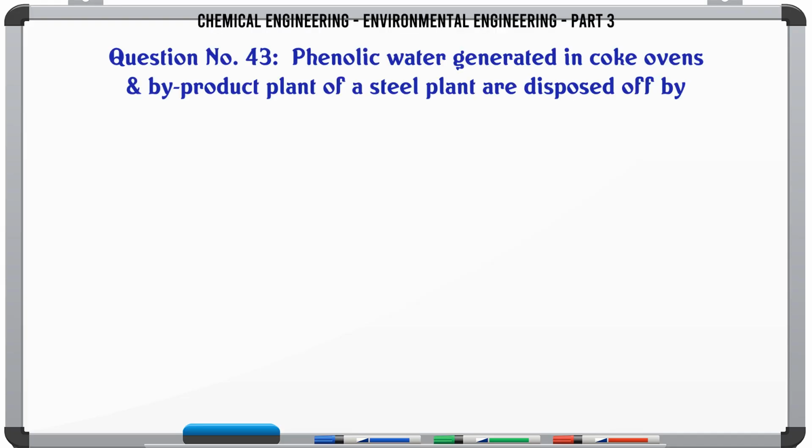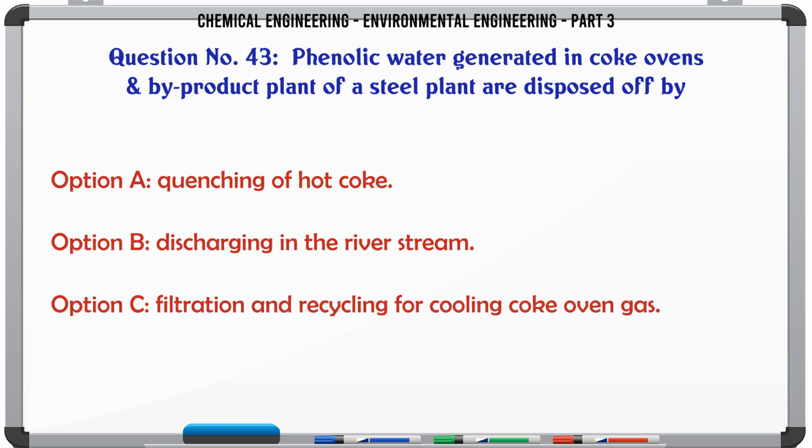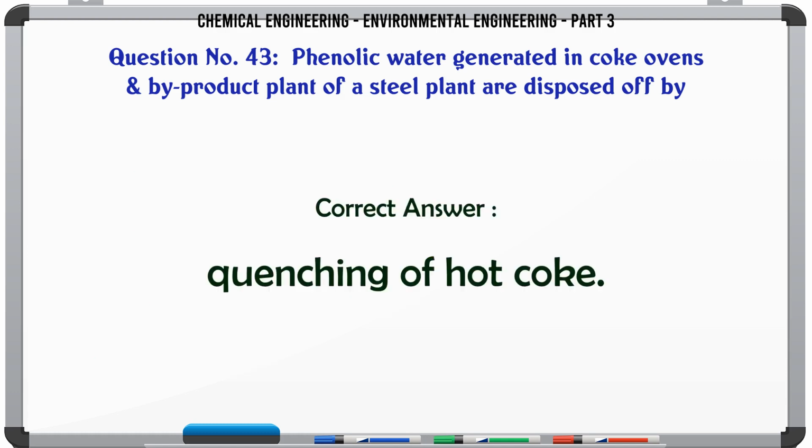Phenolic water generated in coke ovens byproduct plant of a steel plant is disposed of by A. Quenching of hot coke, B. Discharging in the river stream, C. Filtration and recycling for cooling coke oven gas, D. None of these. The correct answer is quenching of hot coke.